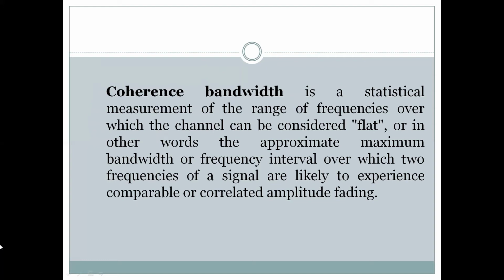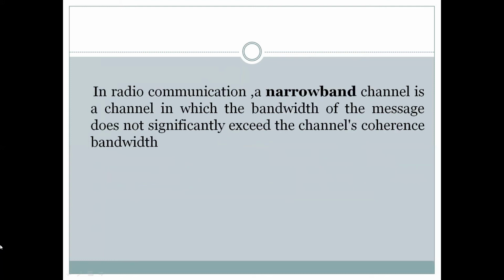It's a statistical measurement, and it's a measurement of the range of frequencies over which the channel can be considered flat. And which channel is considered flat? A channel is considered flat when the approximate maximum bandwidth or frequency interval over which two frequencies of a signal are likely to experience comparable or correlated amplitude fading. So many things need to be kept in mind while understanding the concept of coherence bandwidth, because we want to understand the concept of a narrowband channel.